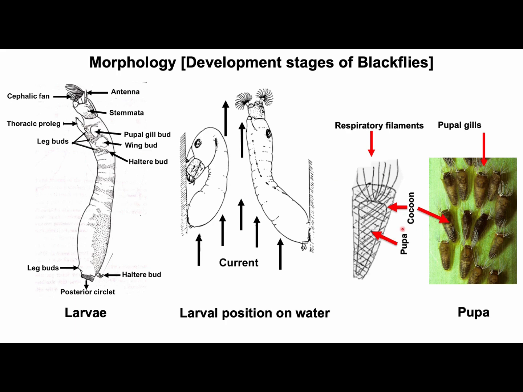Pupa has a cephalothorax with a segmented abdomen. The abdomen bears spines and hooks to keep the pupa in place within a cocoon. Pupa also has pupal gills, which are similar to the respiratory trumpets or breathing tubes of mosquito.